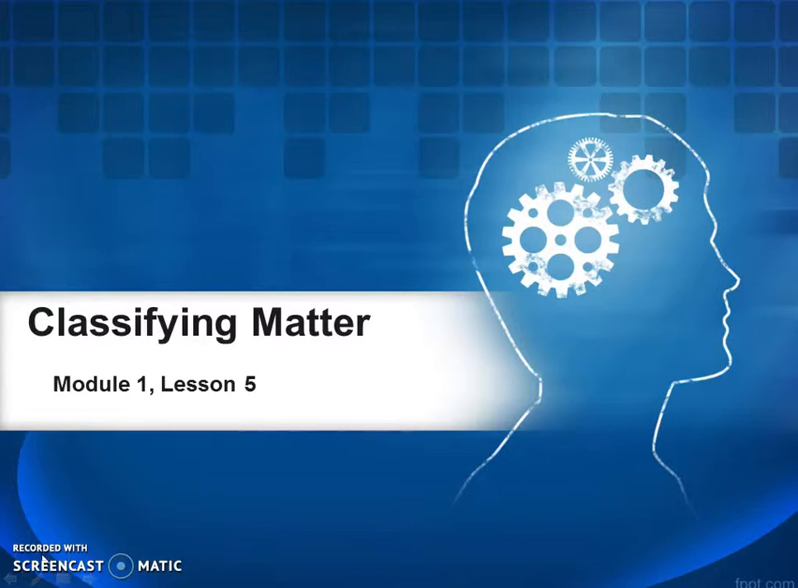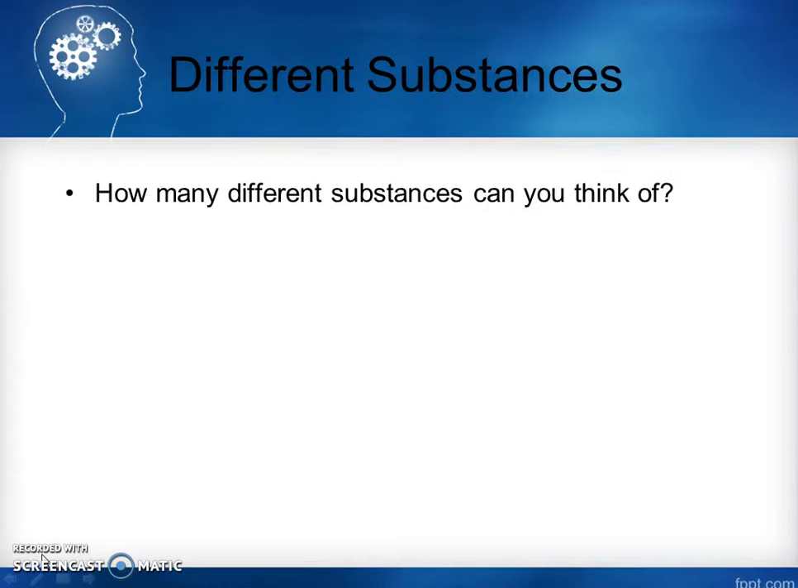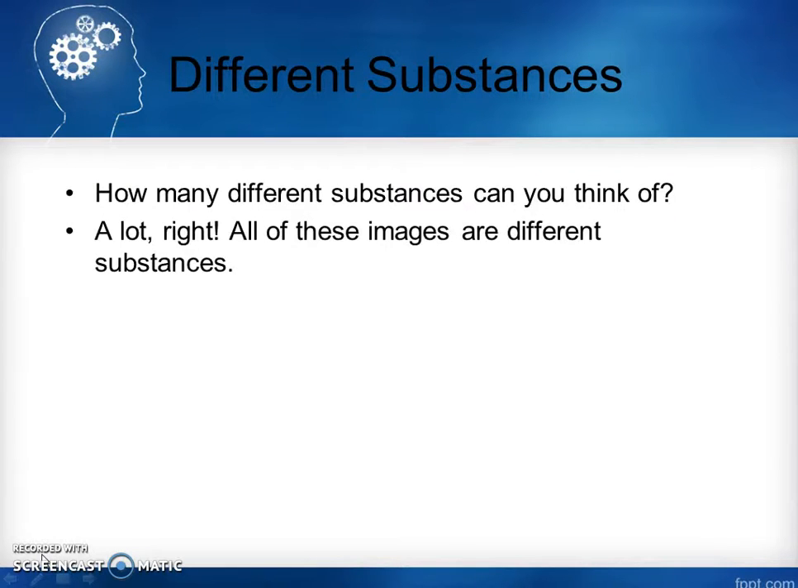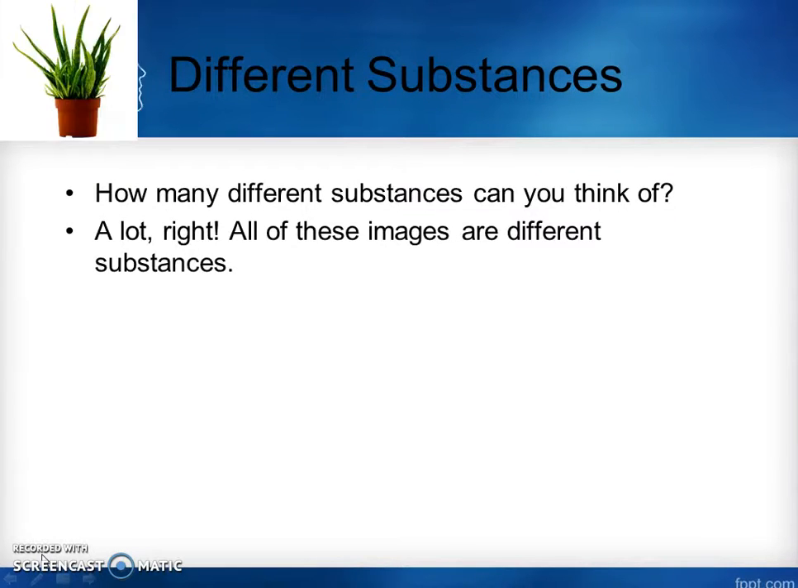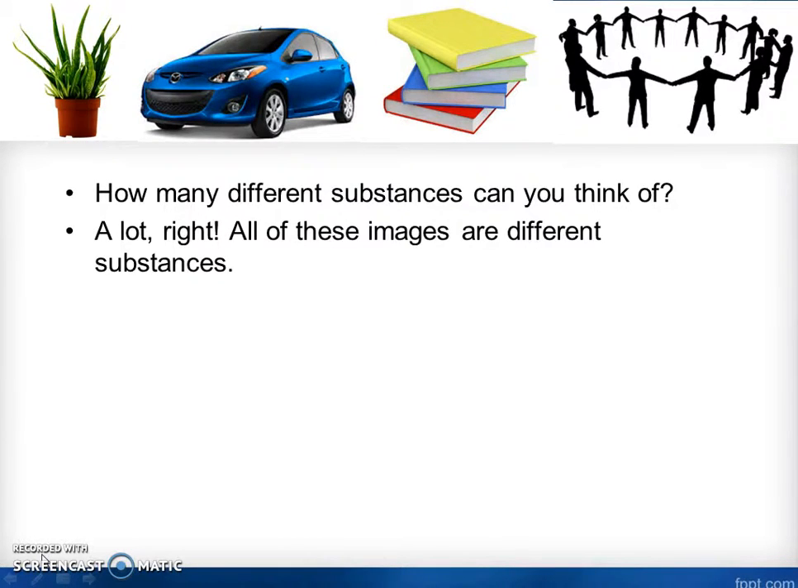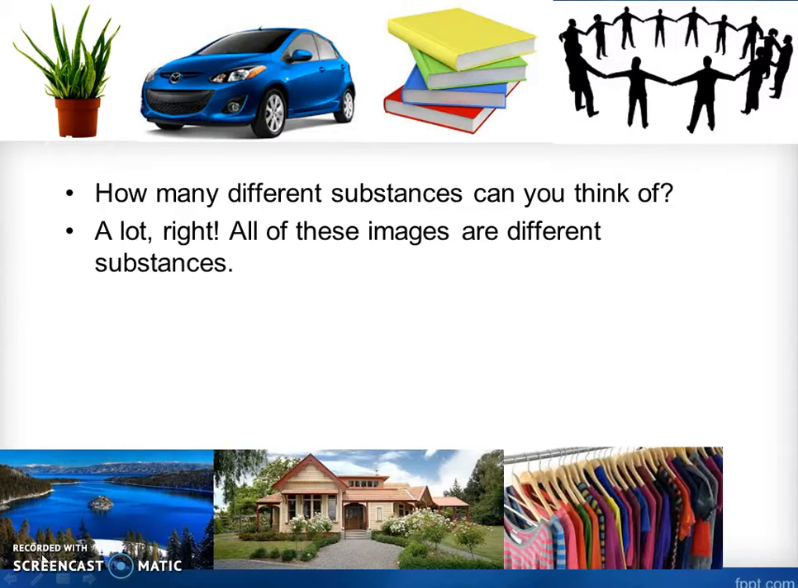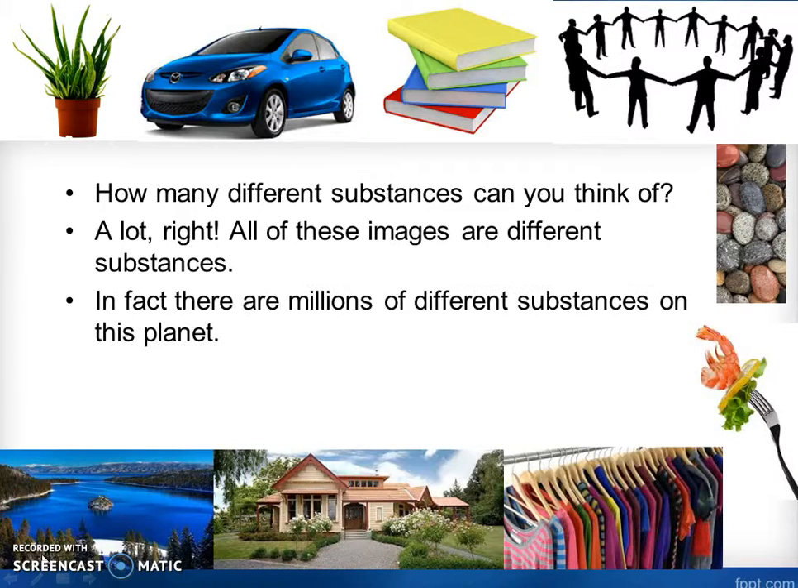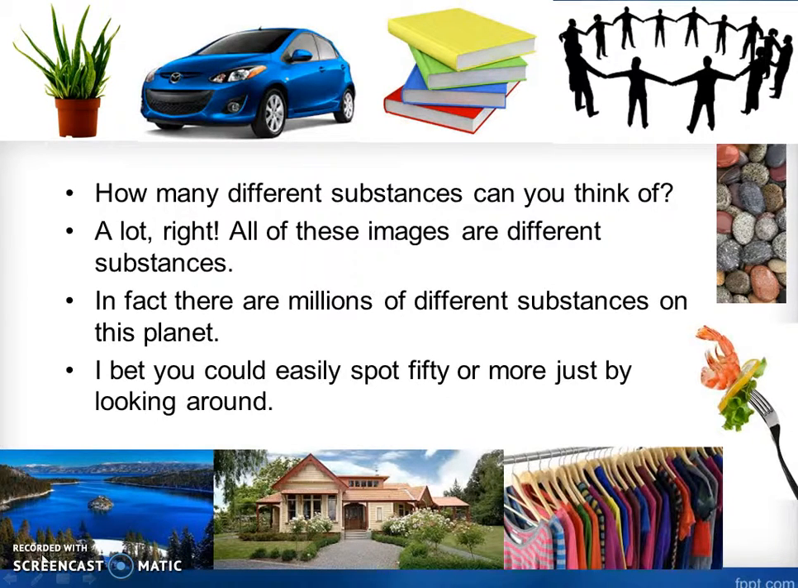Moving right along here, Module 1, Lesson 5. How many different substances can you think of? A lot, right? All of these images that are going around the screen are different substances. They're made of different materials. In fact, there are millions of different substances on this planet. And I bet if you looked around you, you'd easily spot at least 50 just by gazing around.